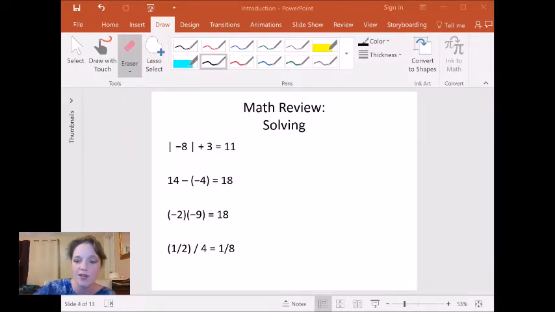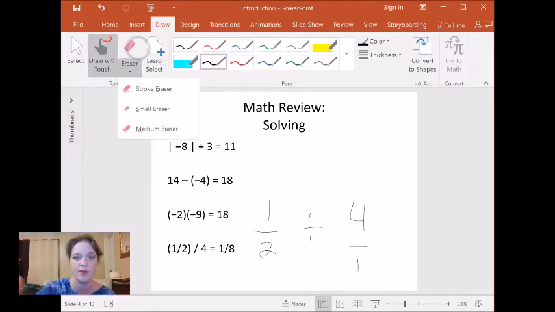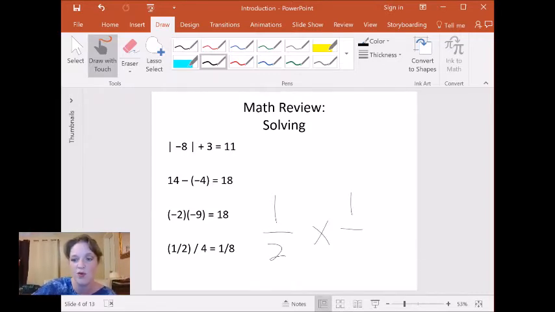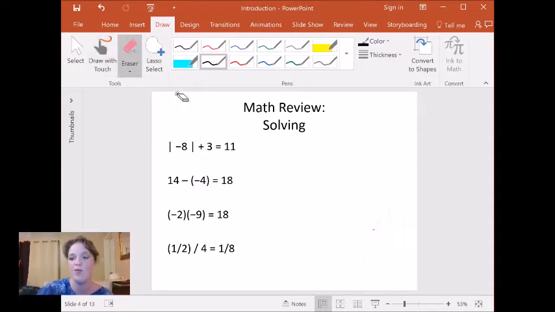And how I would solve this one is I would keep it as fractions. I would do 1/2 divided by 4/1. And as you probably remember, one-half divided by 4/1 is the same thing as 1/2 times 1/4, which is 1/8. All right, moving on to the next problem.